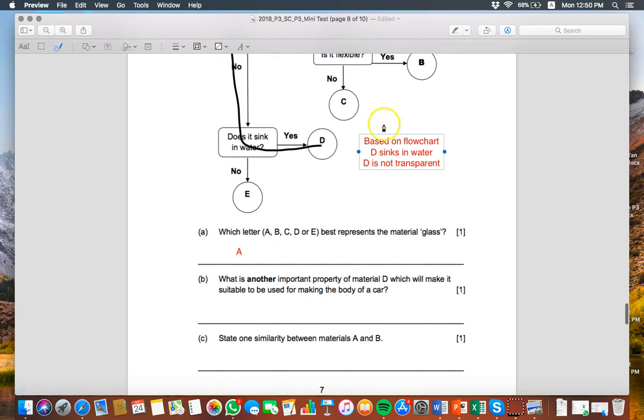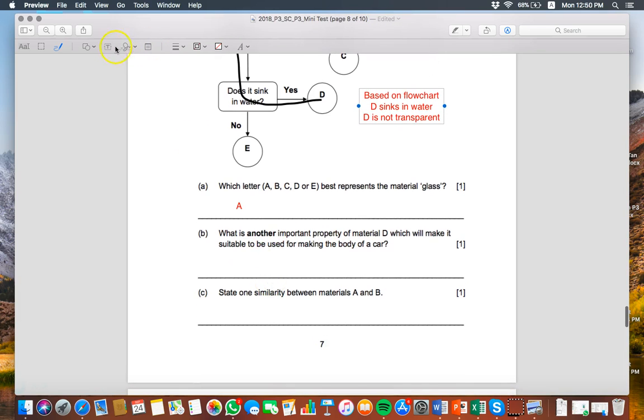So can I repeat these properties for part B? No, because they want another important property. Okay, so I'm going to write down the correct answers. Okay, please check and also do your corrections. Okay, it must be strong. It must be waterproof. Okay, it does not break easily. It cannot be flexible. Is there any other answers?